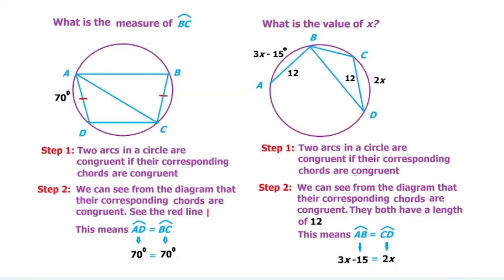So now we can just put in what those equal. Well, arc AB equals 3x minus 15 and arc CD equals 2x. So now we could just isolate x, right? So the way to do that is subtract 2x from both sides and then add 15 to both sides. And then that gives us x equals 15. So that's it. That's how you do that problem.